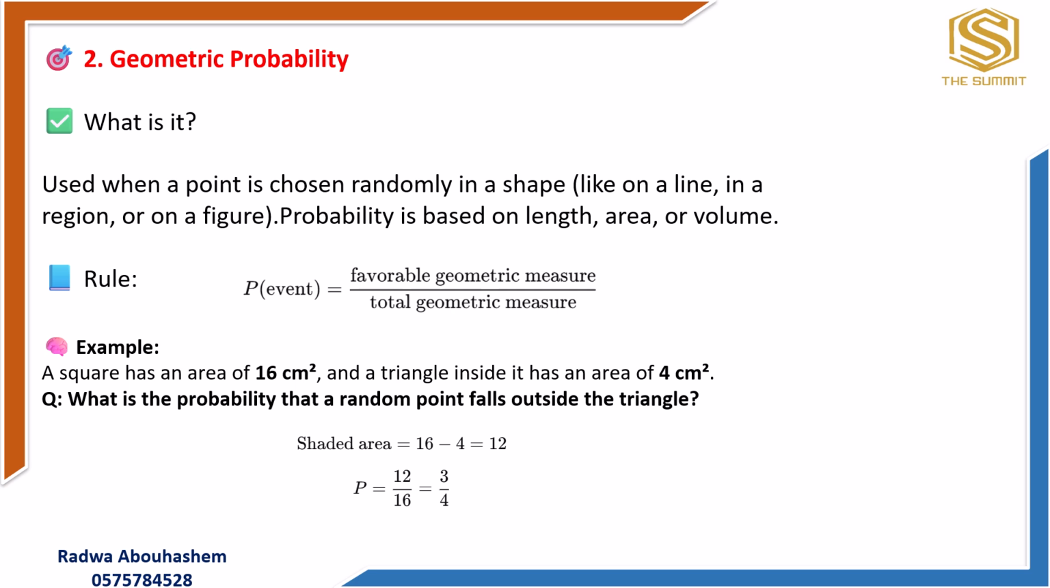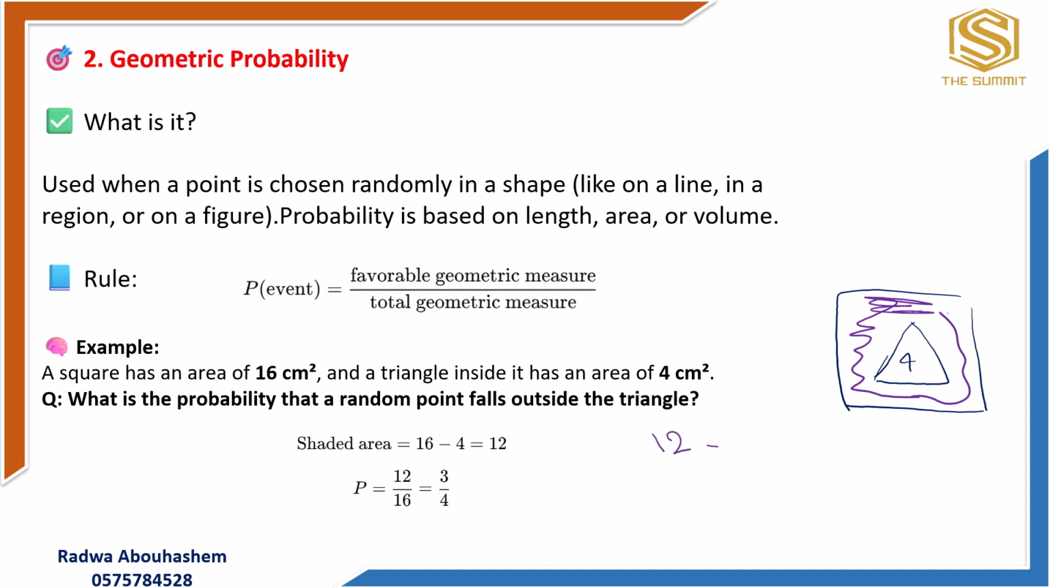A square has an area of 16 centimeters squared, and a triangle inside it has an area of 4 centimeters squared. Let me draw it for you to understand it more. So the square is 16 centimeters squared, and the triangle is 4 centimeters squared. And he wants the probability that a random point falls outside the triangle? So he needs this part, the shaded area. So first, I will get the shaded area. It's 16 minus 4, which equals 12 centimeters squared.